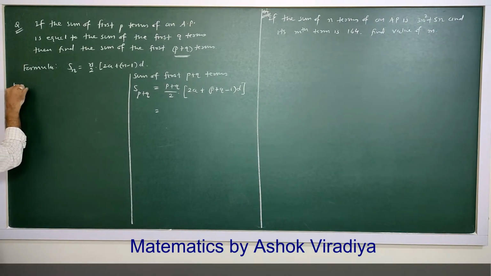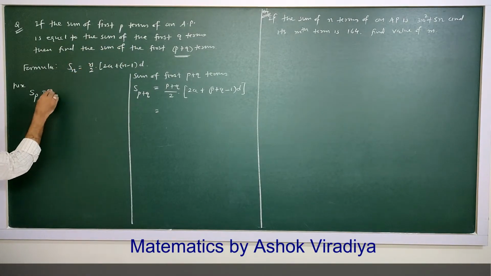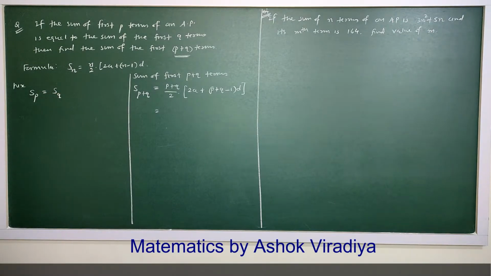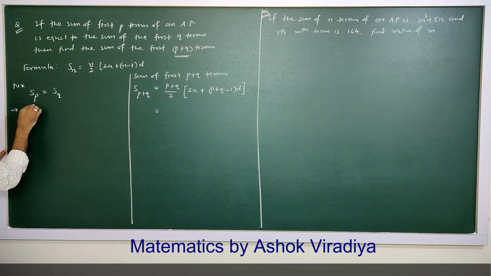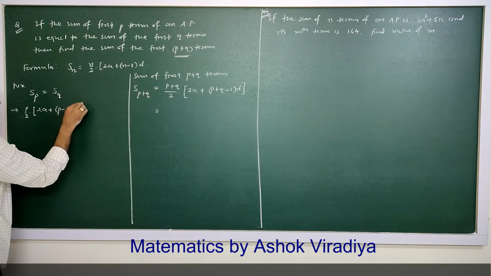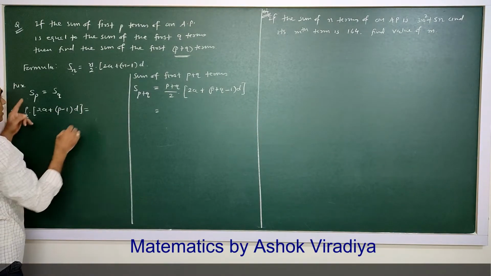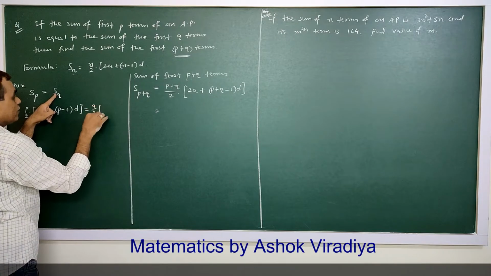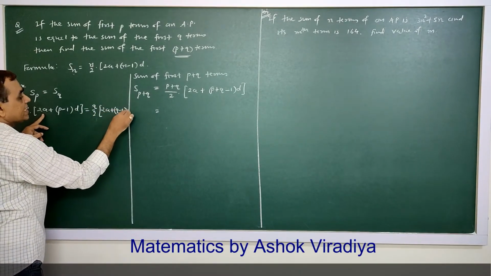See here, what is given? Sum of first p terms, that is Sp, is equal to sum of first q terms, that is Sq. Now let me see what happens. Sp is p by 2 into 2a plus p minus 1 into d, equal to Sq, which is q by 2 into 2a plus q minus 1 into d.